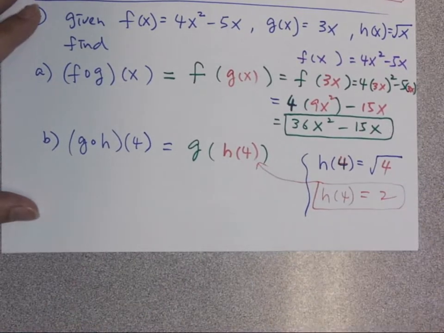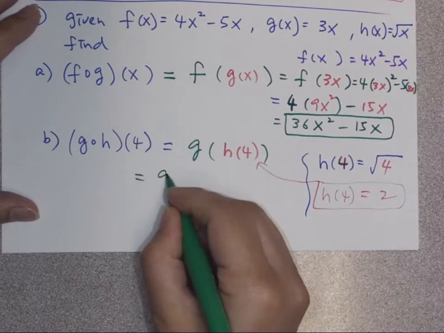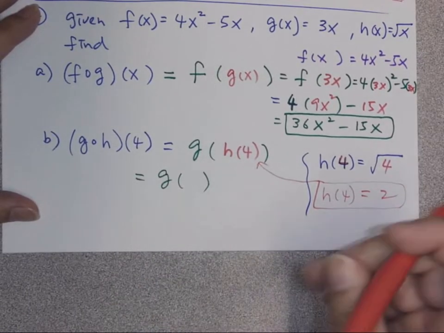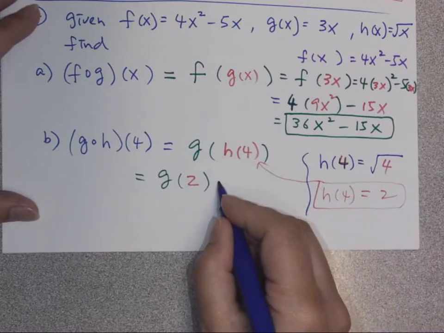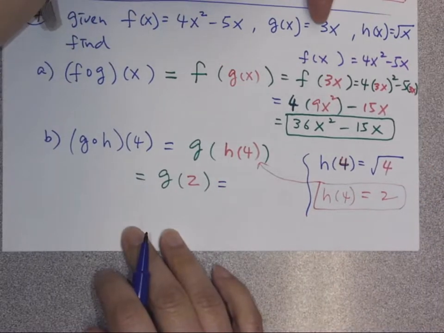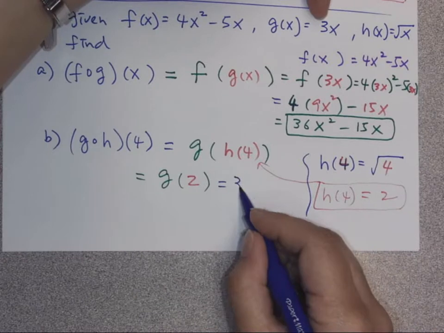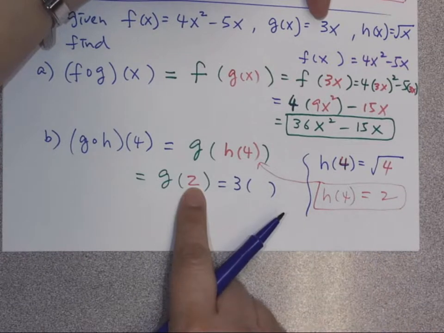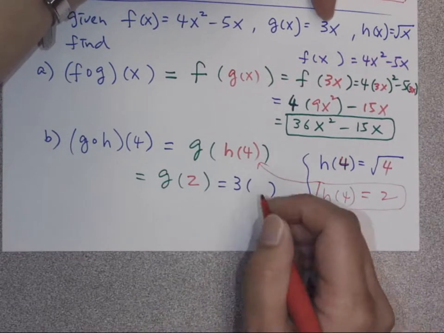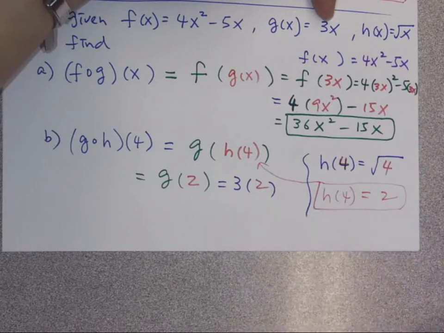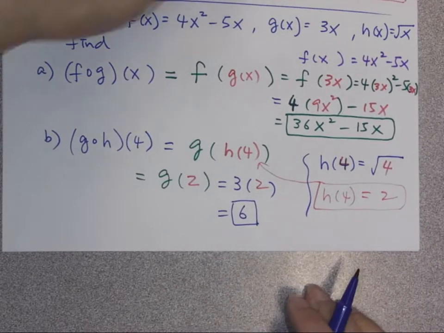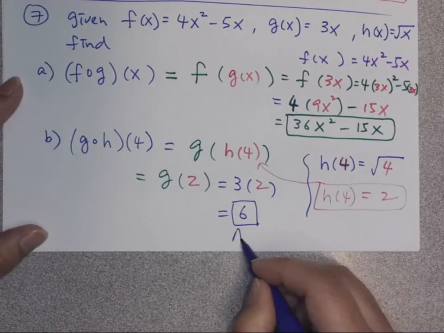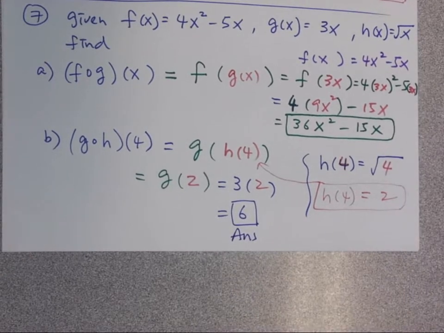So now we have g of 2. For g of 2, I need to look at my g function. My g function is 3x, meaning I need to use 3 times whatever replaces my x, which is 2. So together we're going to have 6. So this is the final answer. Look at this first and see if you have questions before we move on.